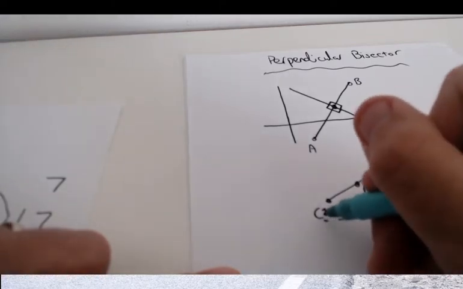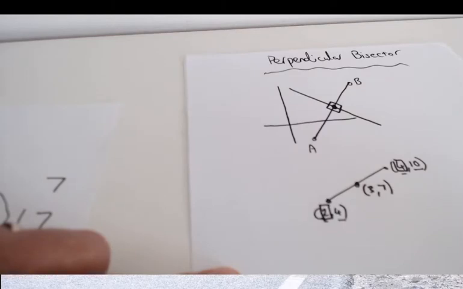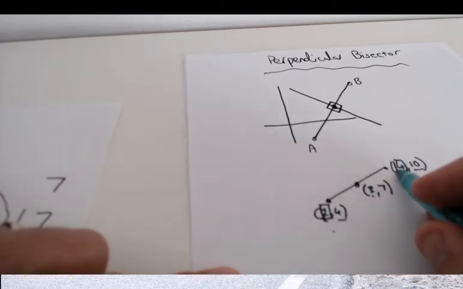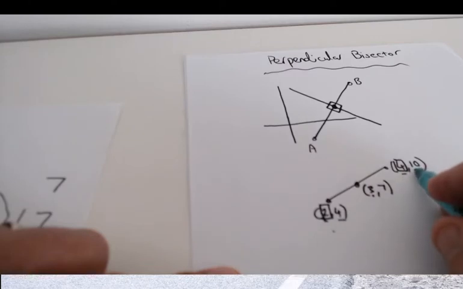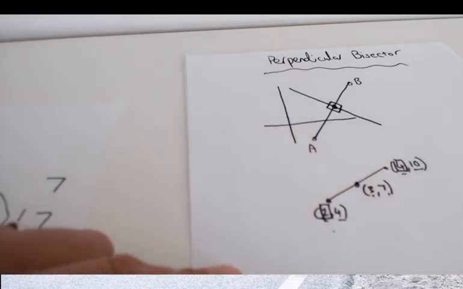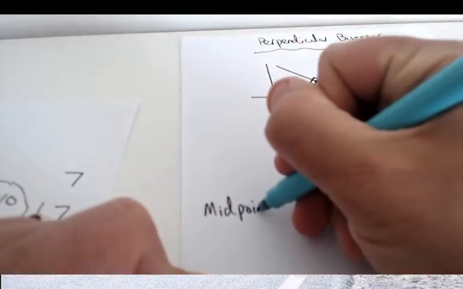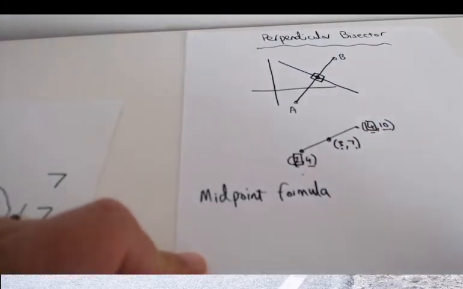Basically, you are finding the average of the x coordinates and you're finding the average of the y coordinates. Just have a look. That was 3. 2 add 4 makes 6. Half of 6 gives you 3. 4 add 10 gives you 14. Half of 14 gives you 7. This is known as the midpoint formula. It looks confusing, it's not.